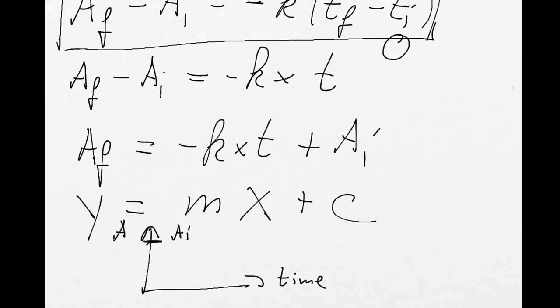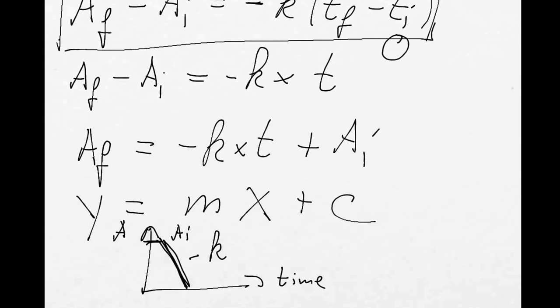Does the line go up or down? Down, exactly, because we have a minus. So we have something like that. And the gradient of that would obviously be minus k.